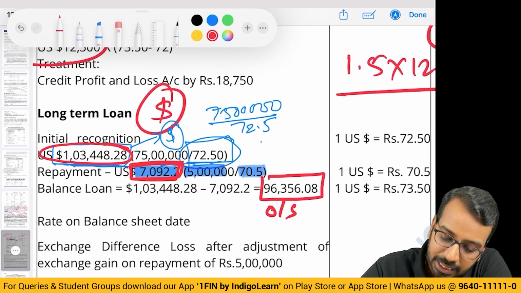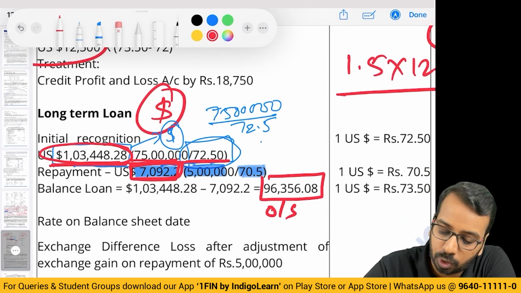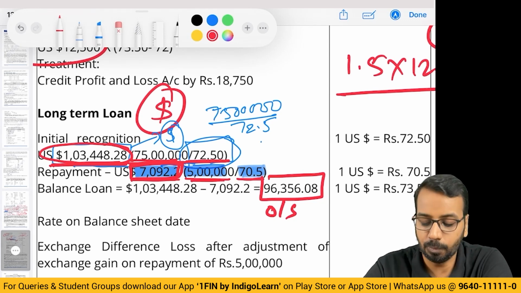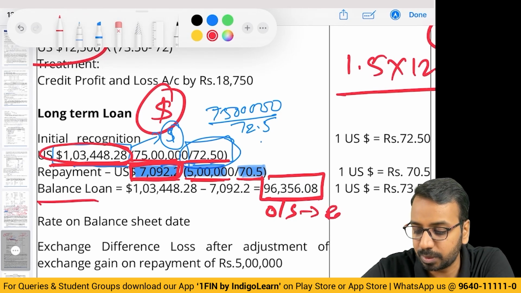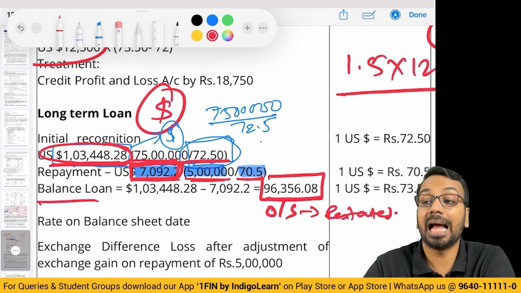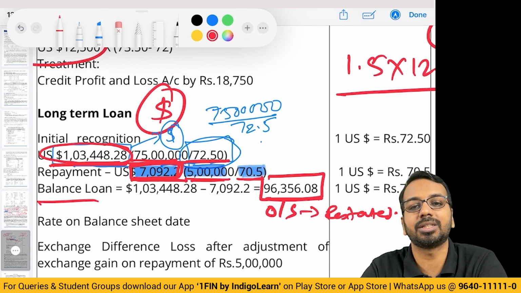First, 75 lakhs of loan is taken at 72.5. So the dollar value becomes 1,03,448. Out of this loan, we have repaid 5 lakhs at 70.5. So we have repaid 7,092. So the balance loan is 96,356. This has to be restated. And on this 7,092, we have to see whether there is an exchange gain or loss.